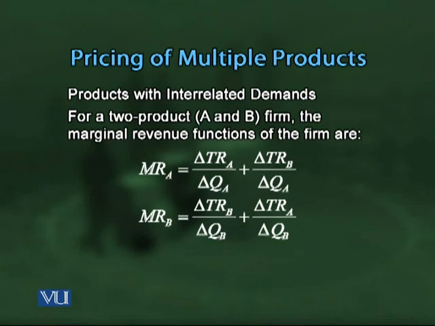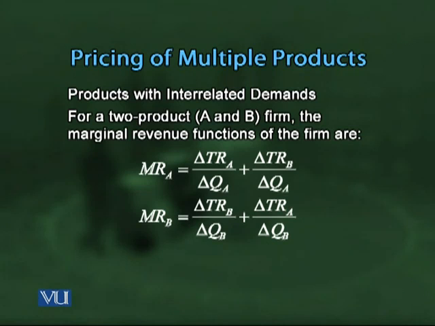Because there we can see the change in the total revenue of product A with respect to its own quantity, that is QA. Look at the second component, that is the second term on the right-hand side of the equation, which is delta TRB by delta QA. That is the change in total revenue of product B with respect to the sale of an additional unit of product A.